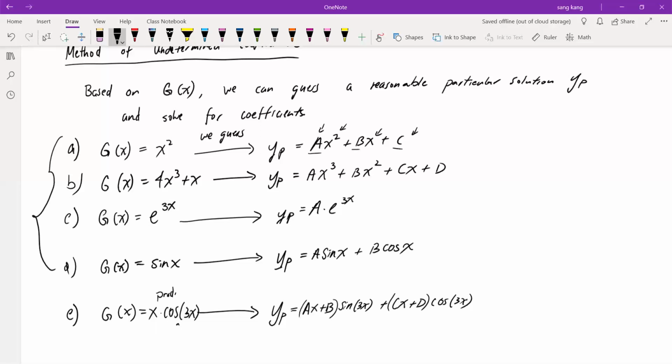So when we have the product, we have the product of two guesses, which is also shown here, right?